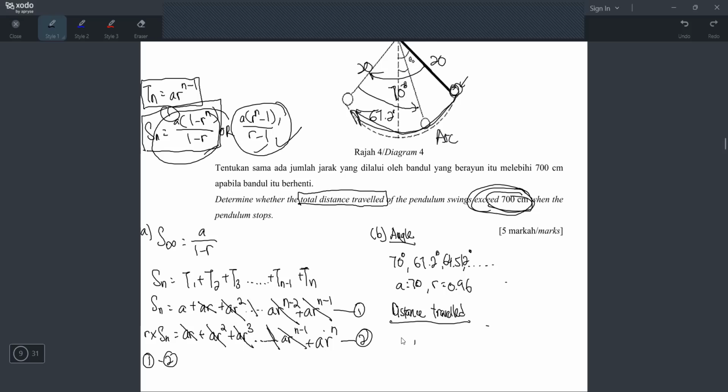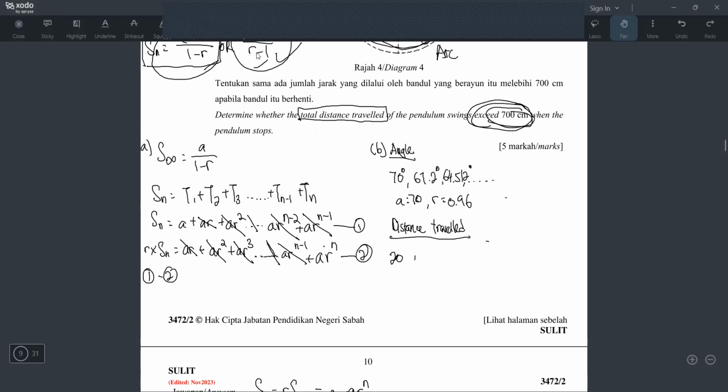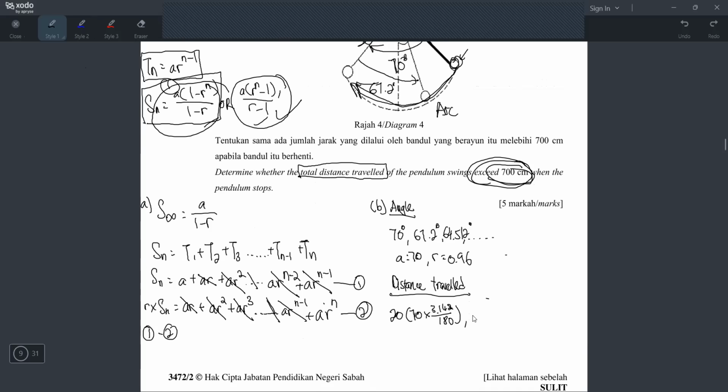R theta. So it will be 20 times theta, but it means I have to convert all this to radian. So much work, but okay, do it. So it will be 20 times 70, but the 70 has to be converted to radian, so I have to times 3.142 divide 180. And then the next term, the radius will still be 20 because the 20 won't change, but this time it will be 67.2 times 3.142 divided 180, right? But I think writing 2 terms is enough. You need to write at least 2 terms, because the formula for R is T2 divided by T1, right?